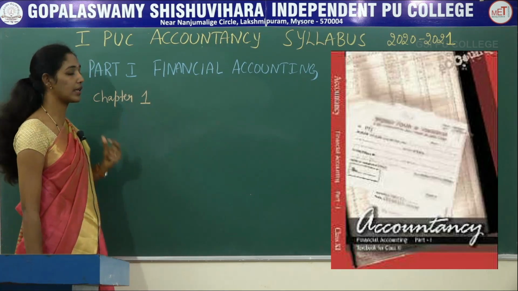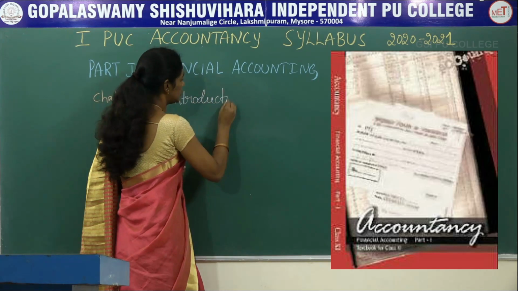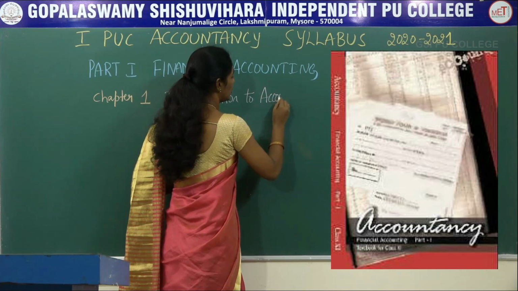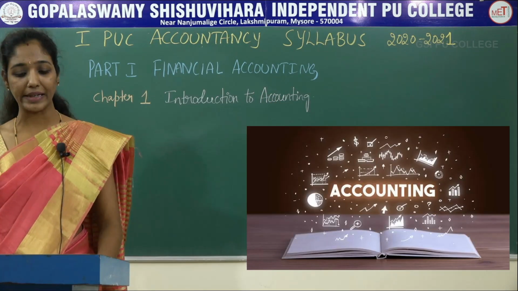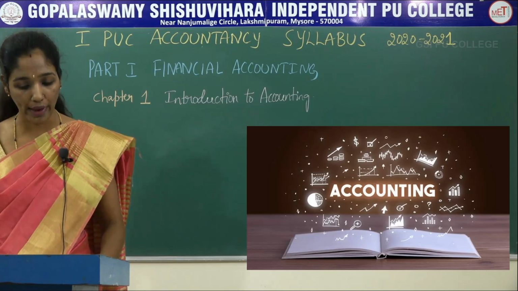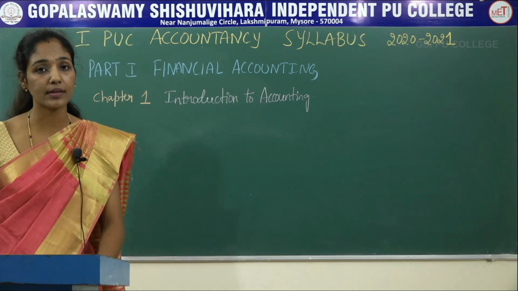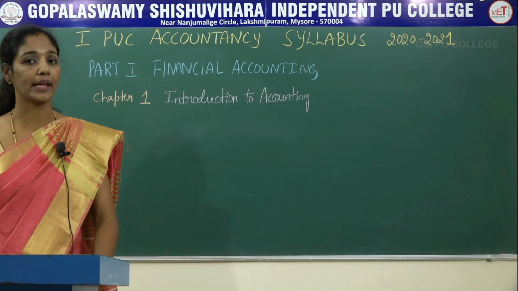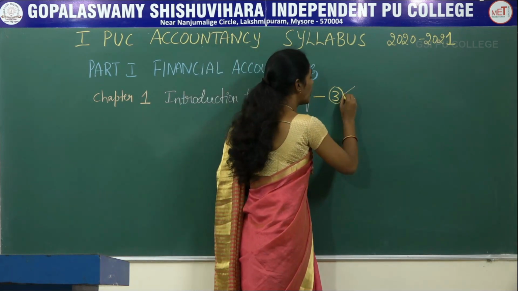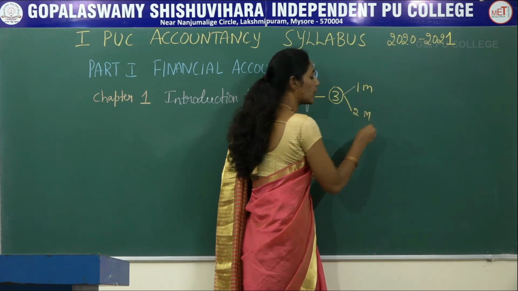The first chapter is Introduction to Accounting. This introductory chapter deals with the meaning, nature, need, scope and role of accounting and basic terms of accounting. A total of 3 marks is allotted to this chapter in your examination. Out of the total 3 marks, you can expect a 1 mark question and a 2 mark question.